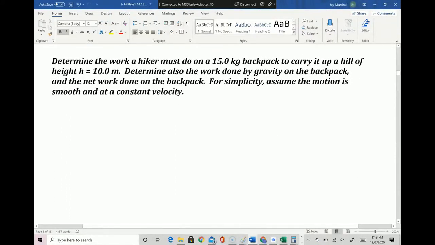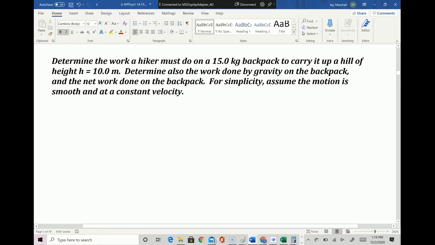Okay. Determine the work a hiker must do on a 15-kilogram backpack to carry it up a hill of height 10 meters. Determine also the work done by gravity on the backpack and the net work done on the backpack. For simplicity, assume the motion is smooth and at a constant velocity. This already tells you that the net work is going to be what? 0, because this is going to be done at a constant velocity.